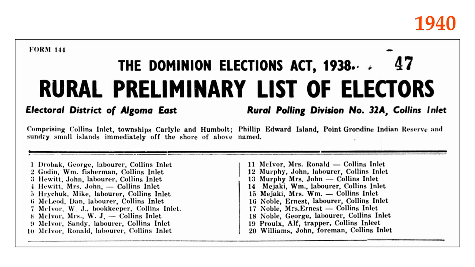The Mashke family is there again. Mr. and Mrs. Ernest Noble, Alfie Prue, and this time John Williams is listed as a foreman. Now let's see the 1935 electors list for Killarney.